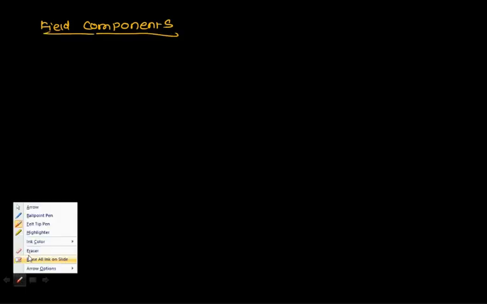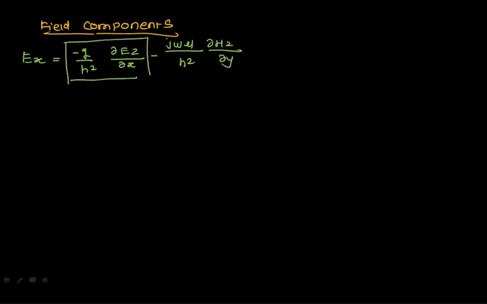So the first component will be the Ex component. I'll write this Ex component here first, then we are going to find the Ey component. This Ex component is equal to minus gamma by h square d of Ez divided by dx minus j omega mu by h square d of Hz divided by dy. For a TE wave, your Ez component will always be 0, and that's why this will become minus j omega mu by h square d of Hz by dy.